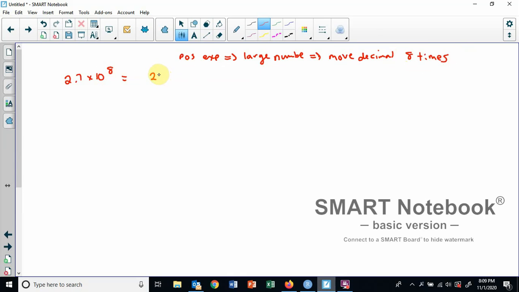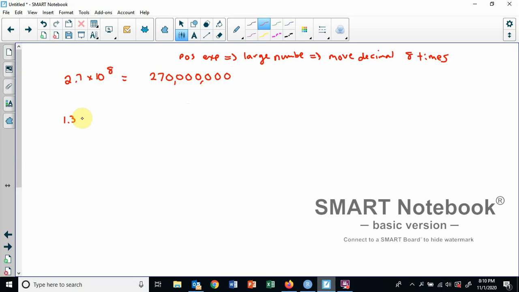So let's move it 1 time, 2, 3, 4, 5, 6, 7, 8. Because it was right in front of the 7. It was right here, so I moved it 1, 2, 3, 4, 5, 6, 7, 8. So there's the number. See if I could put some commas to figure out what we're at. 270 million.